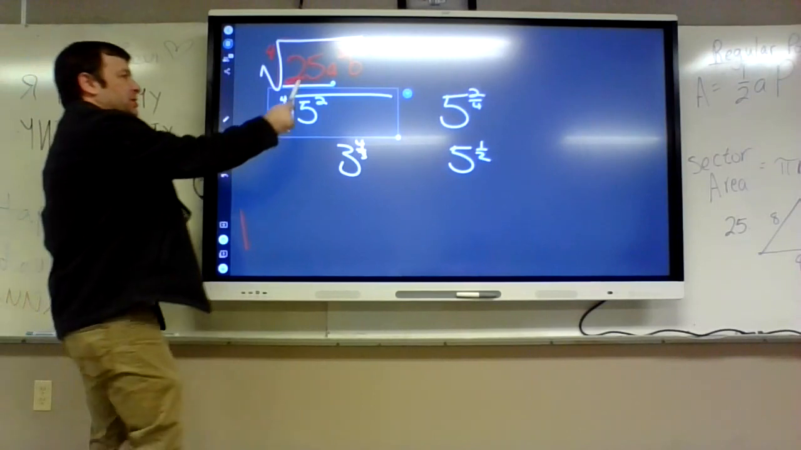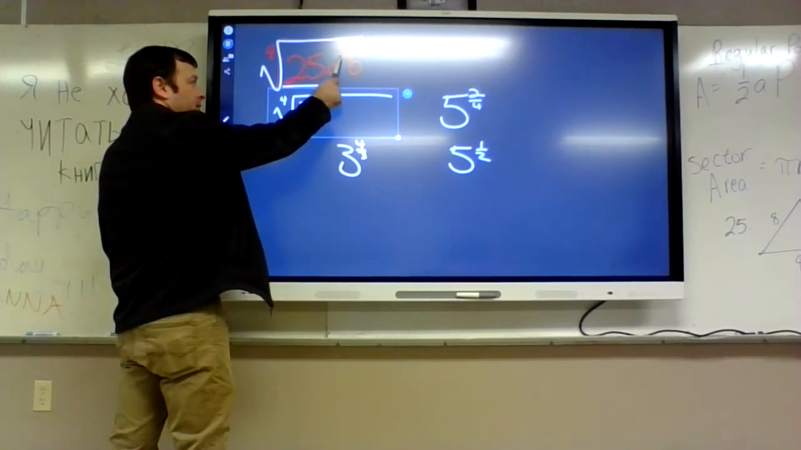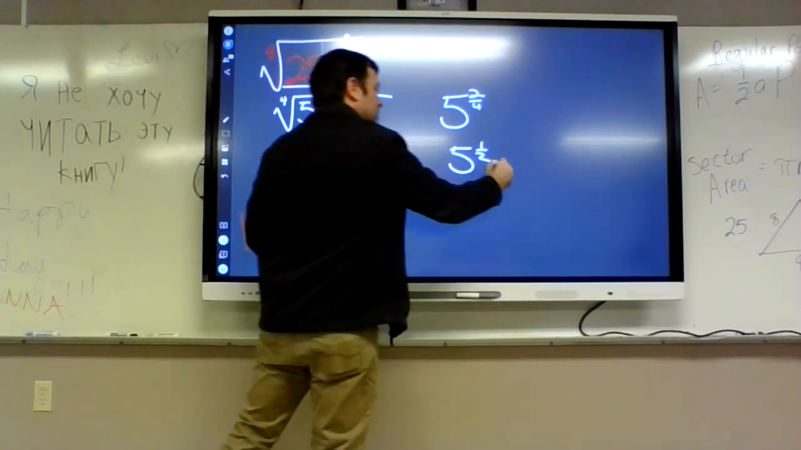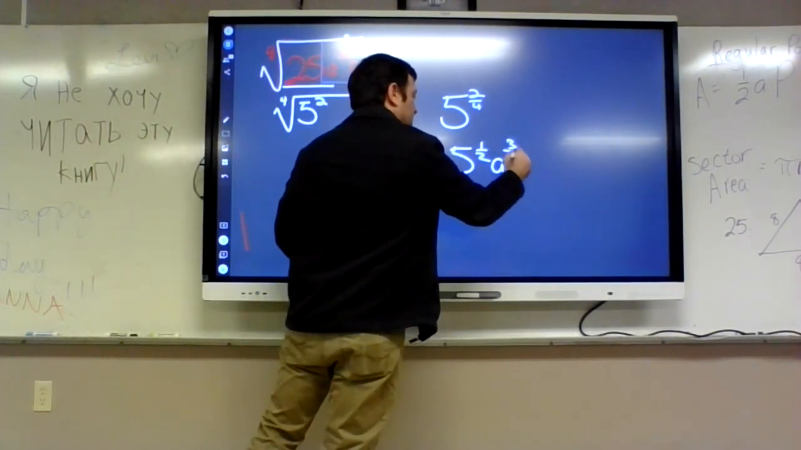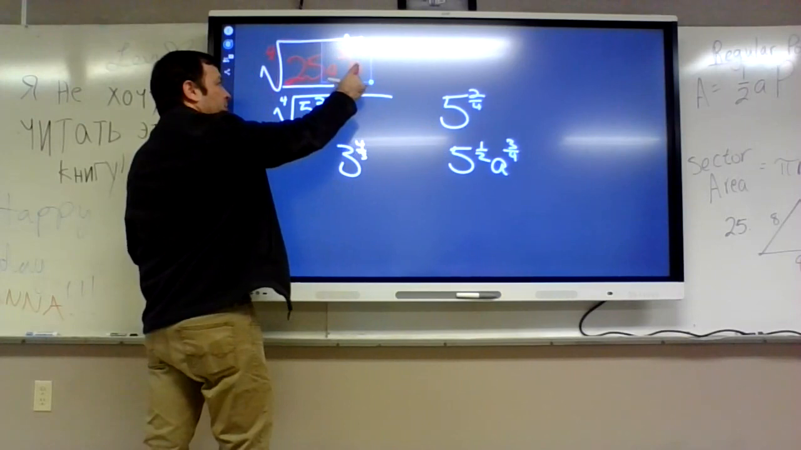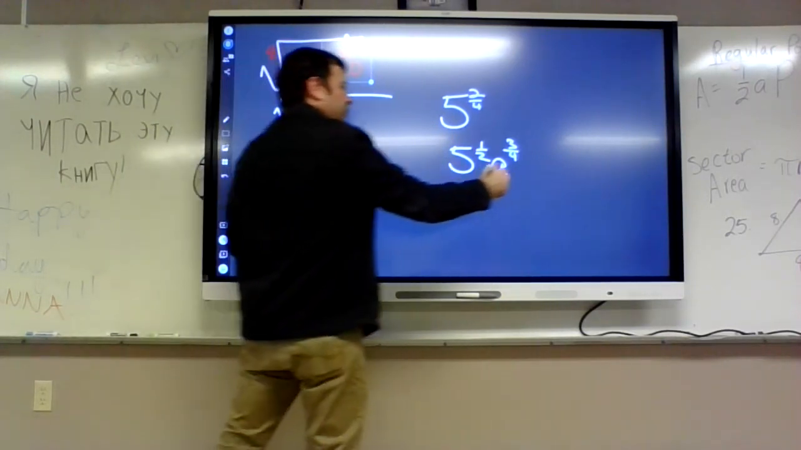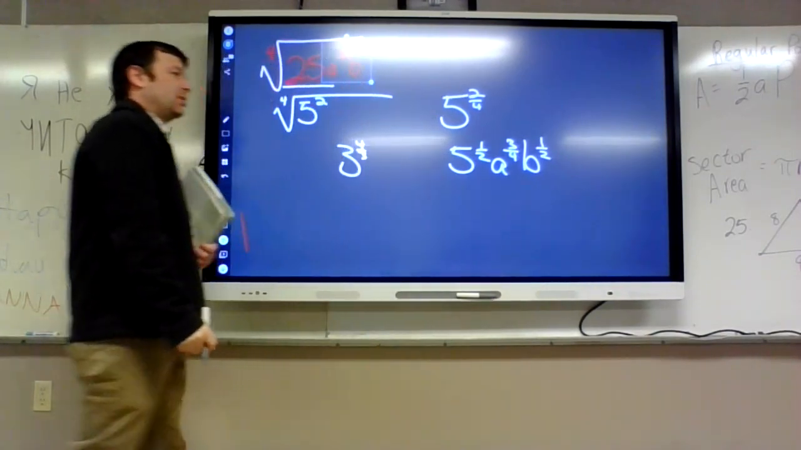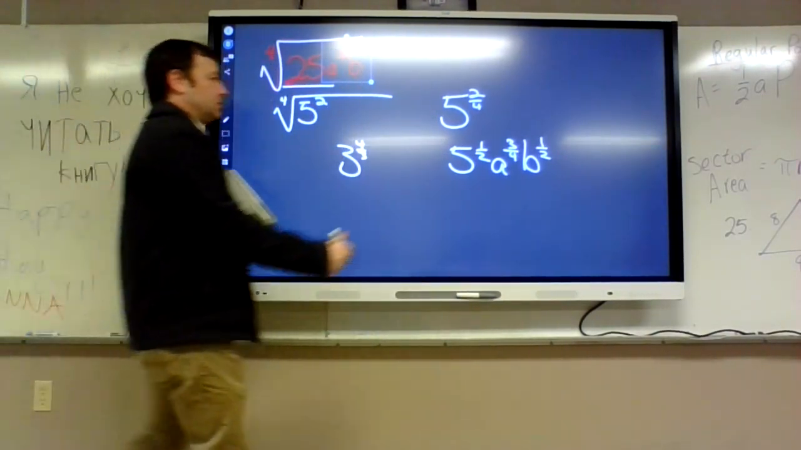Okay, and then it's times a to the 3 fourths. And then times b to the 2 fourths, but 2 fourths also reduces to 1/2. So that is it.